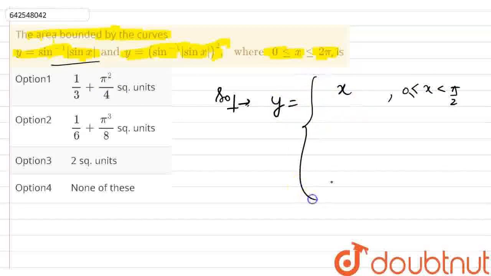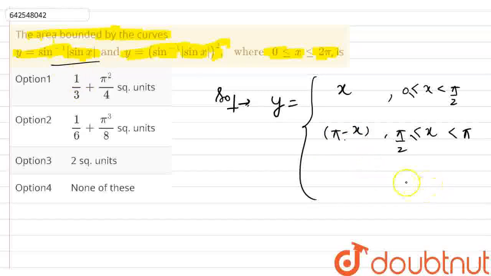Now from here I can say that when my x is in between pi by 2 to pi, just try to put the value of pi here, or any other value between pi by 2 and pi, then this will become pi minus x, because sine inverse of sine of pi by 2 plus something will become pi minus x.